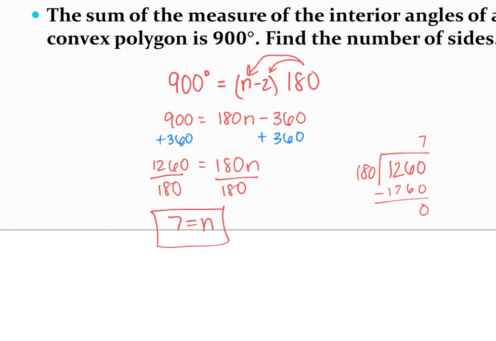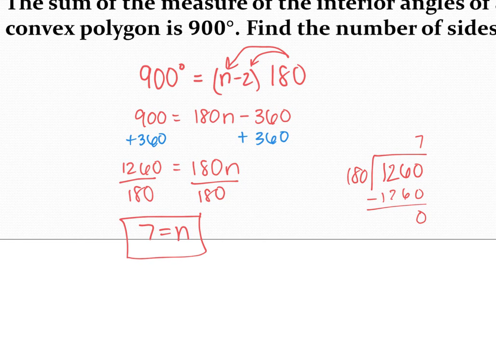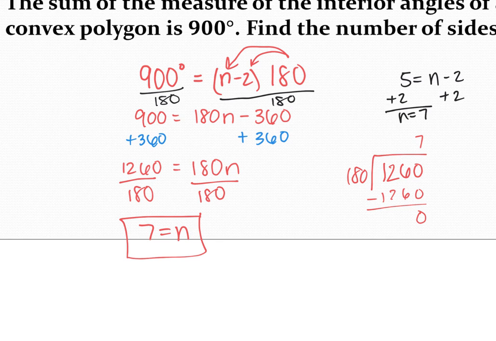Lauren said to distribute first, right? Instead of distributing first, my recommendation, so that this number on the left does not get too crazy, is to just divide right off the bat by 180. Because then 900 divided by 180 is 5, right? So you're going to get 5 equals n minus 2, and then you would just add 2 to both sides, and you would get n equals 7.